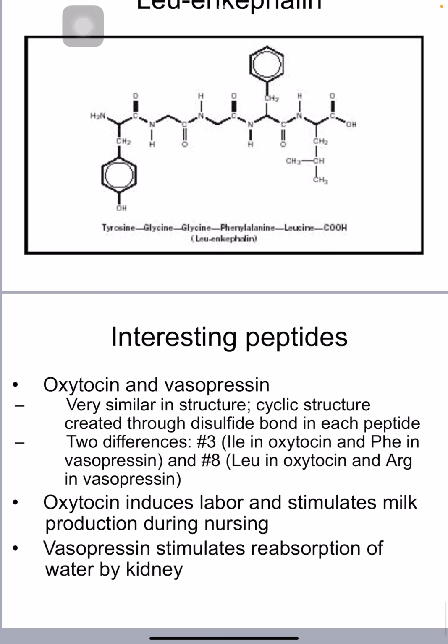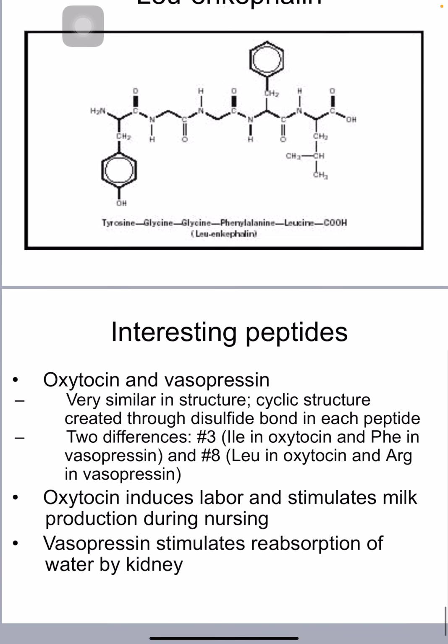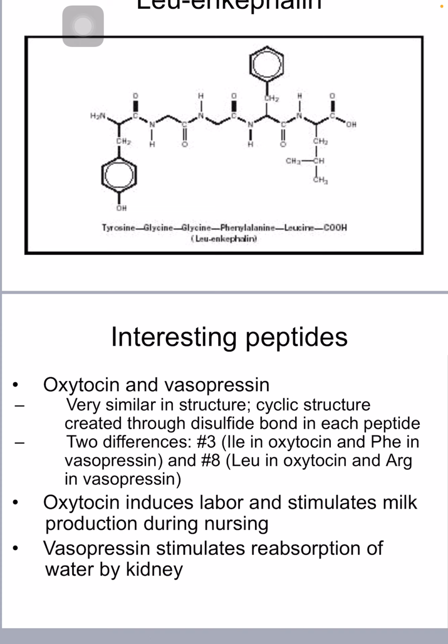A couple of other ones that are interesting. Oxytocin is a structure, and I don't have the structures here, but you can find them in your book. It's got a cyclic structure that is formed through a disulfide bond. And it's very similar to another peptide called vasopressin. Very similar in structure, except there's two minor differences. And you can see that even making minor differences in peptide sequence, identity, or stereochemistry can make a big difference in how they function.